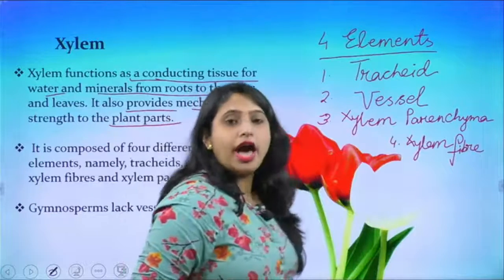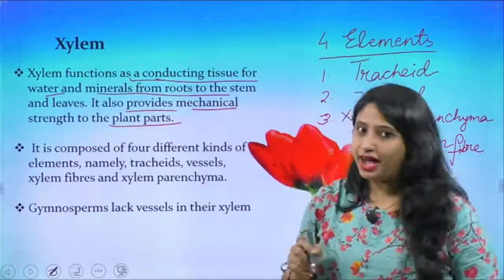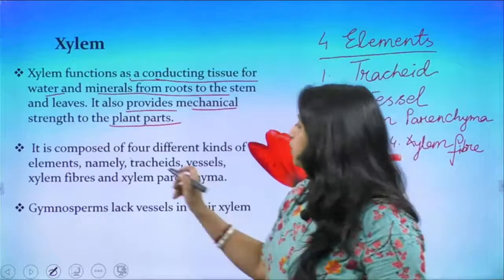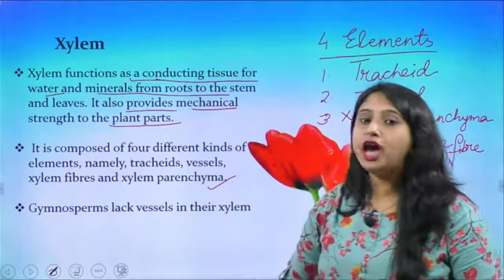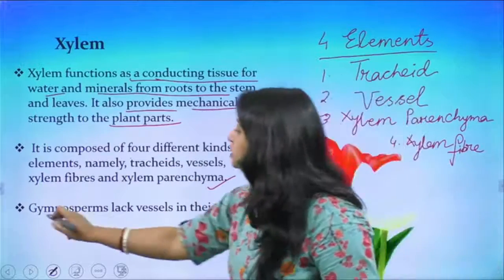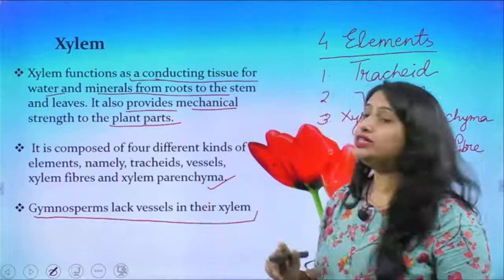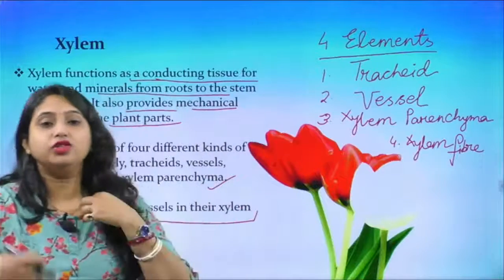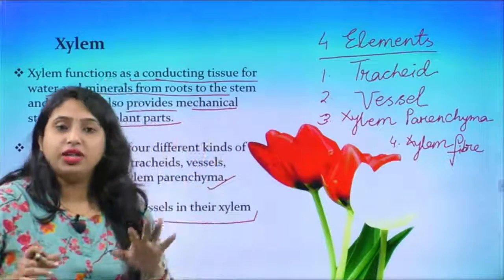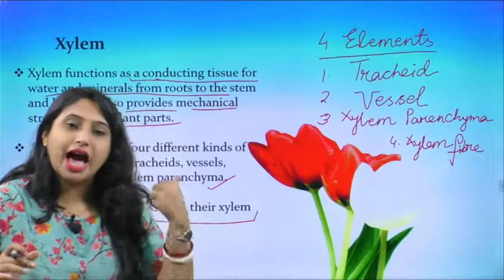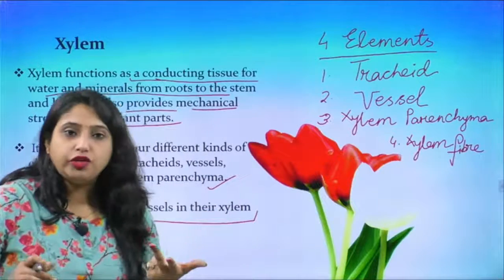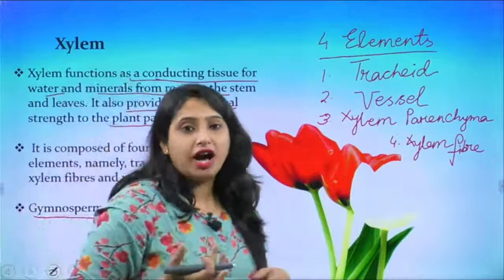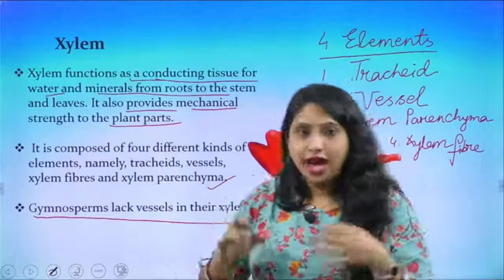So these are the 4 elements which are present in the xylem, and these elements have different functions. It is composed of 4 different elements which you have already seen. As you know, plants can be categorized again, that is, we have seen the various divisions of the plants: algae, bryophytes, pteridophytes, gymnosperms and angiosperms. So there are different plants and they are grouped into different categories.